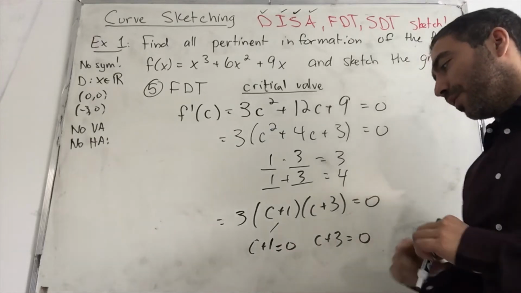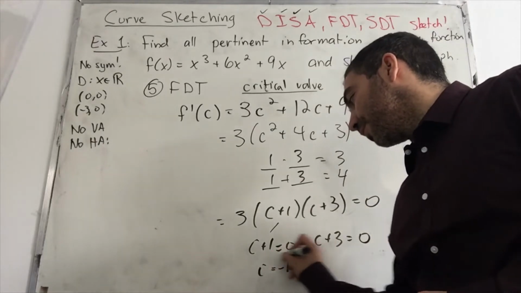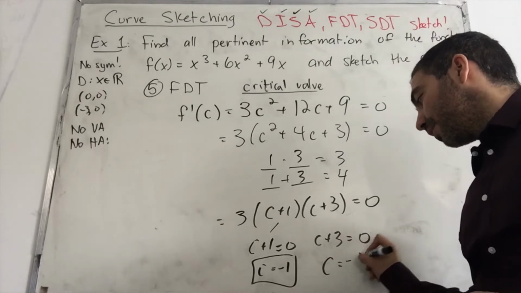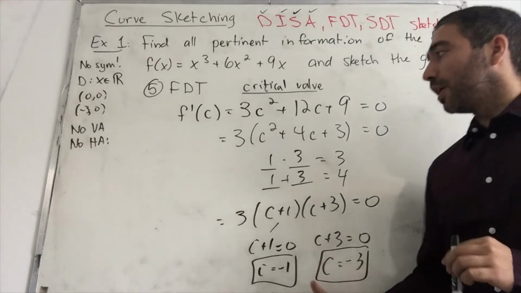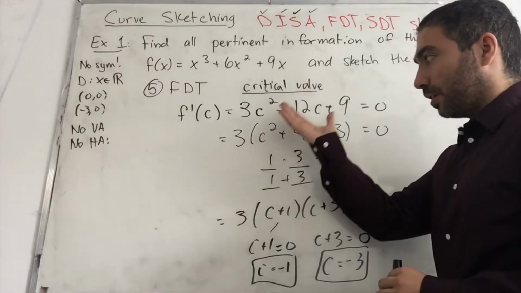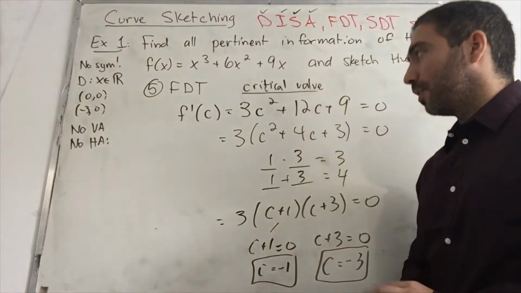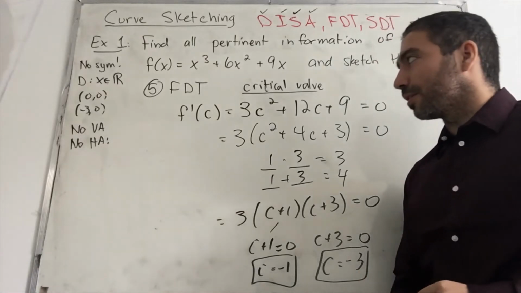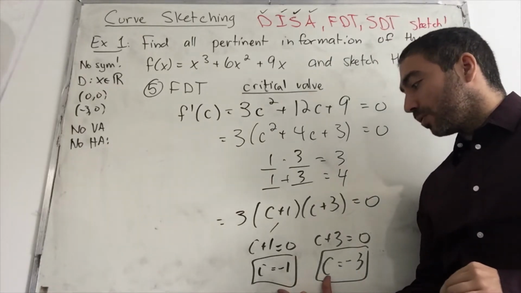Bringing over 1, bringing over 3, we get c equals negative 1. That's our first critical value. And c equals negative 3. That's our second critical value. If you want, you could have used the quadratic formula here, but I always insist on using factoring methods. It's quicker. You don't want to use the quadratic formula; it's just going to take up a lot of time. So we have our two critical values here.